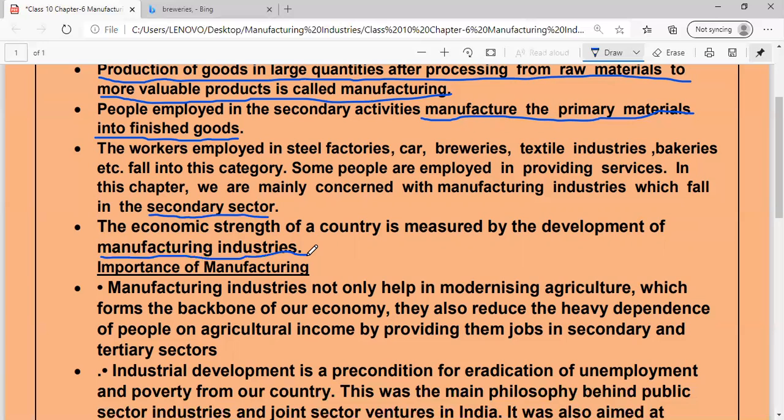Okay, now let us move into the next area, the importance of manufacturing. One sentence that is given there. That is, we learned before, the economic strength of a country is measured by the development of manufacturing industries.